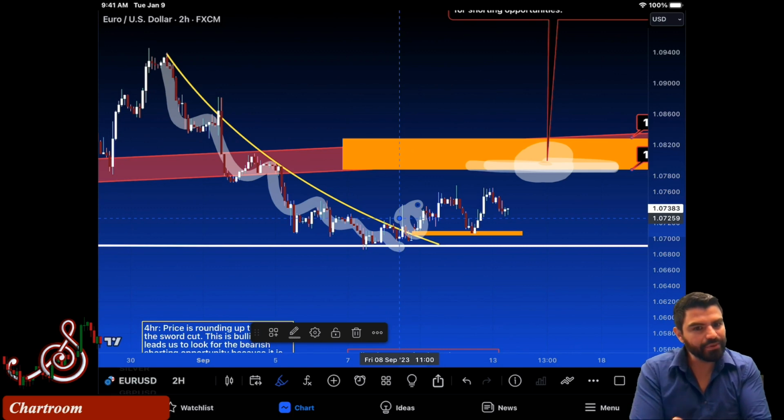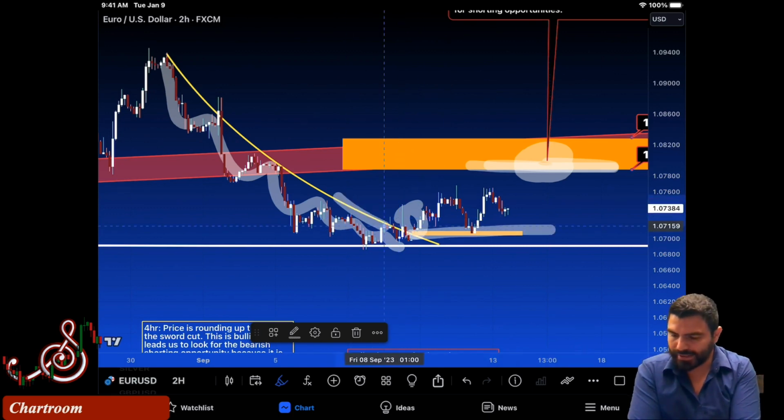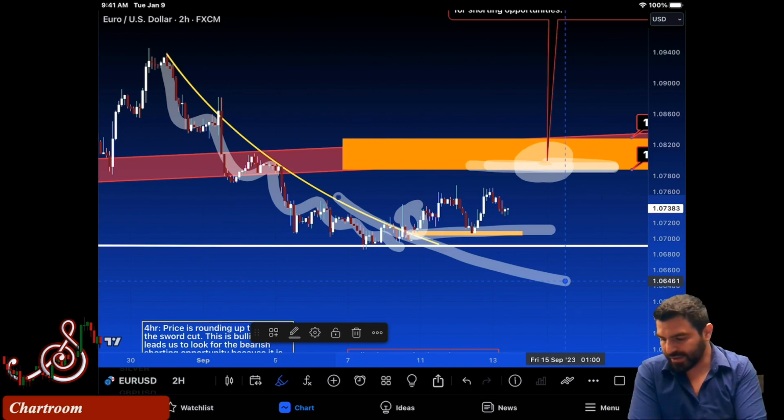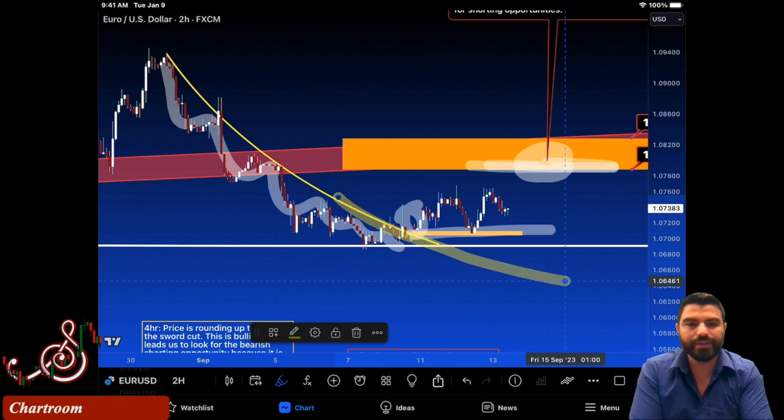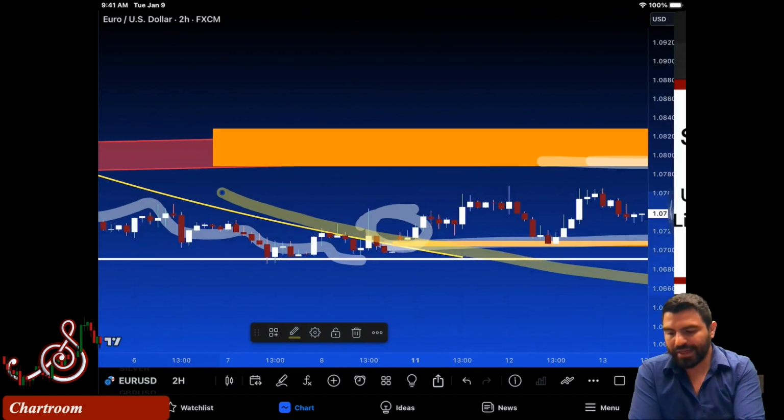It may be healthy, it may be bullish. We're looking for a signal now. What do we do? We can draw the sword cut or continue out the parabolic. If we continue out the parabolic, do it in yellow. Did we have an entry signal?